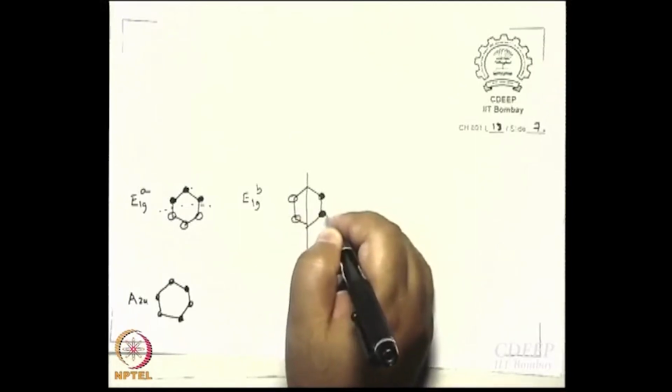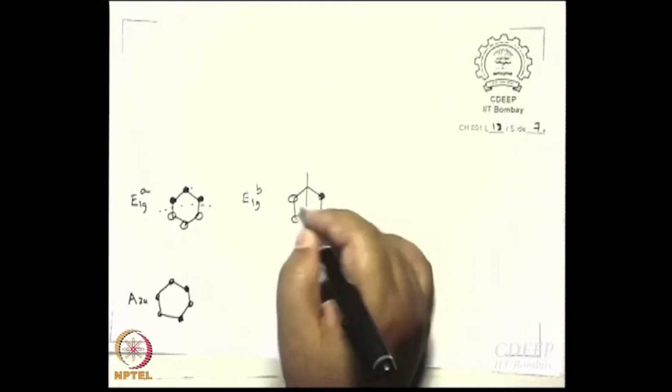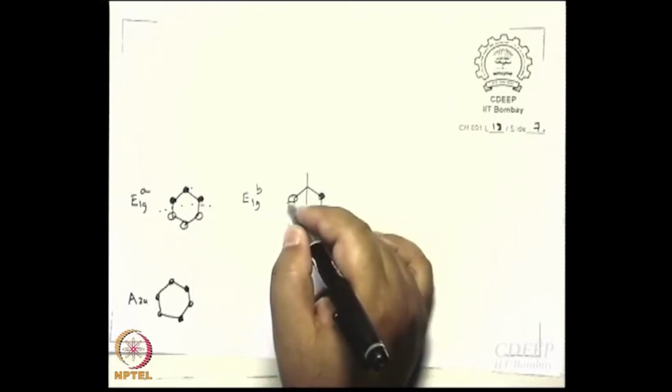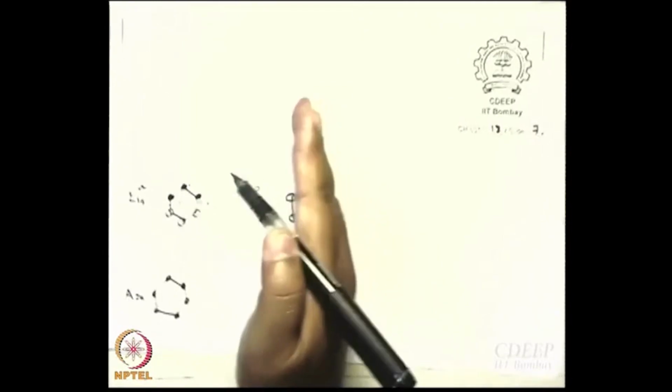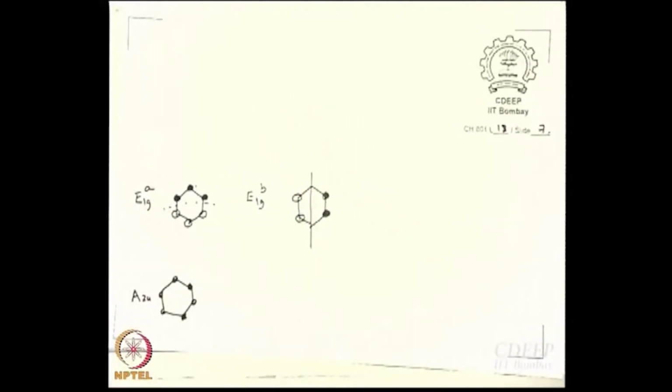The wave function is not changing sign. The wave function is changing sign from here to here, from left to right. So, one node here, one node there, should they not be degenerate, right? So, what is the symmetry species they belong to? E1g, which is a two-dimensional symmetry species.